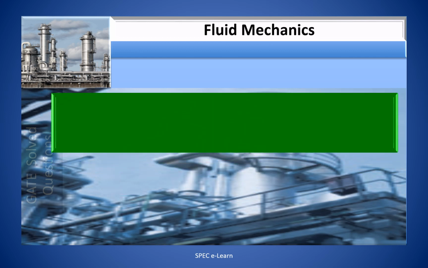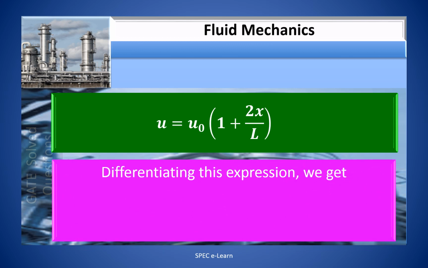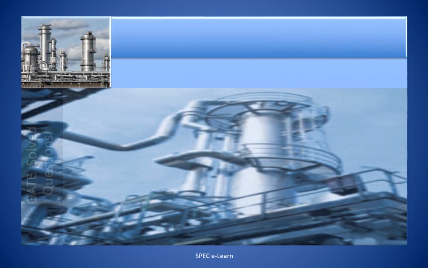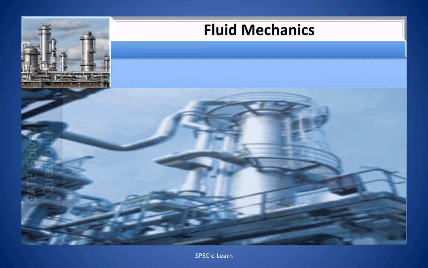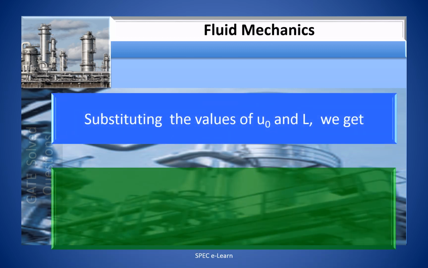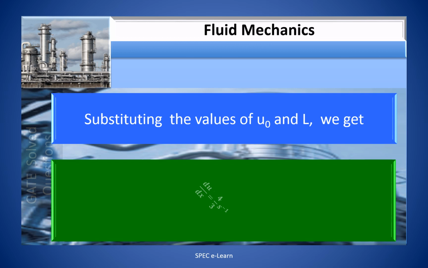We are given that u is equal to u0 times 1 plus 2x divided by L. Differentiating this expression, we get du by dx equal to u0 times 2 by L is equal to 2 u0 by L. Substituting the values of u0 and L, we get du by dx equal to 4 by 3, 1 by s.